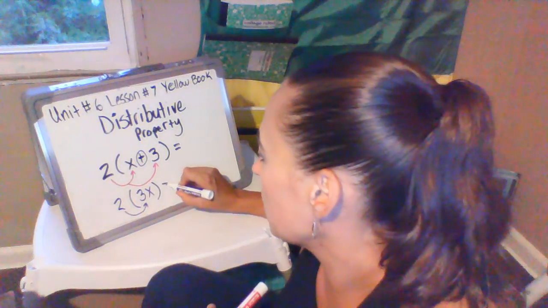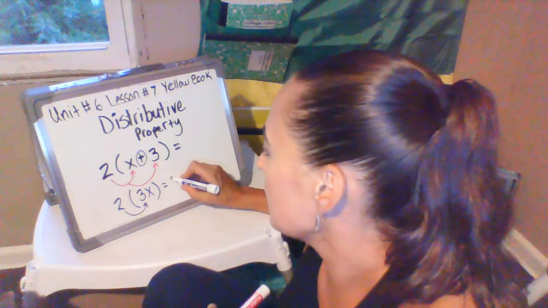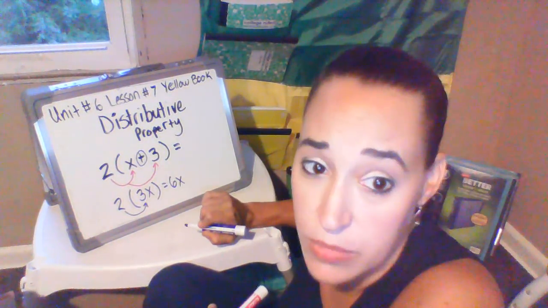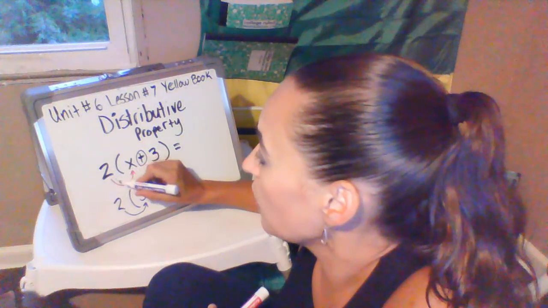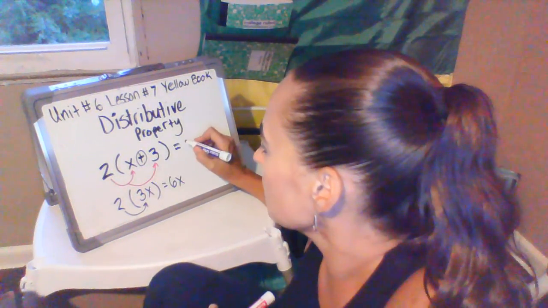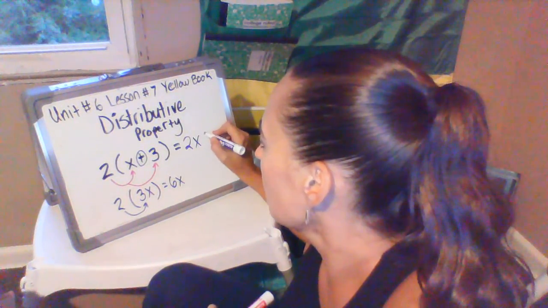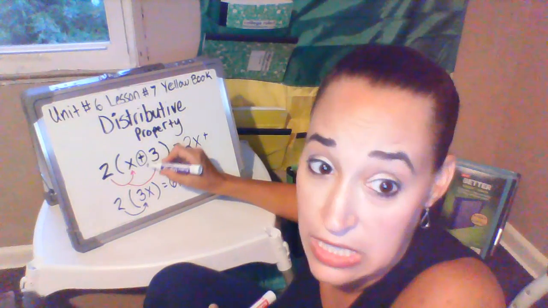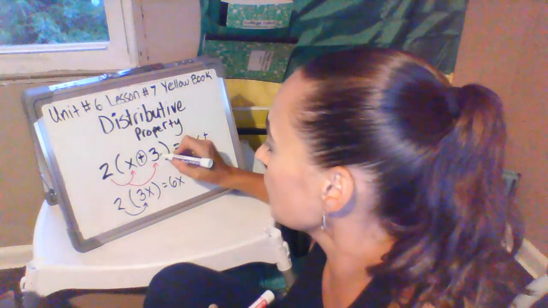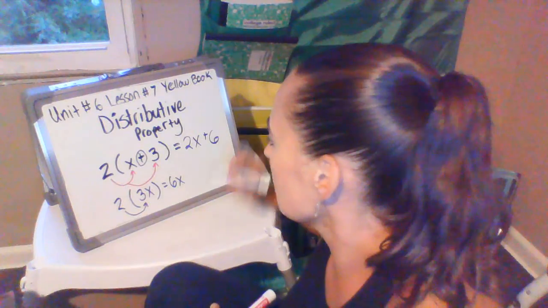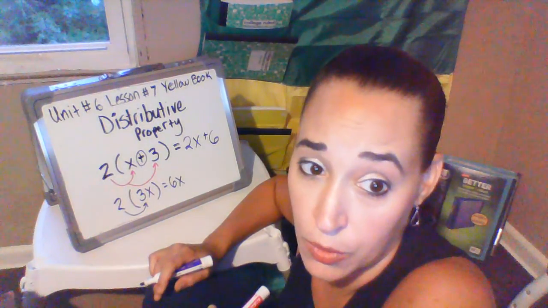So then this would become 2 times 3 is 6x. That would become 6x. But for this one, you would do 2 times x. So it's 2x plus, because it's separated by the plus sign, 2 times 3, 6. Okay.